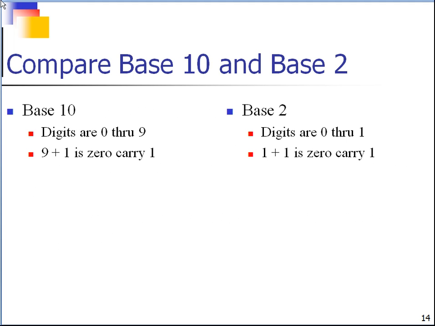Let's compare base 10 and base 2. In base 10, the digits are 0 through 9. Notice the digits are not 1 through 10, 0 through 9. In base 2, the digits are 0 through 1. 1 is the highest digit. Back in base 10, if I add 1 to the highest digit, 9, it's 0, carry 1, or 1, 0. In base 2, the highest digit is 1, and so when I add 1 to it, it is also 0, carry 1.